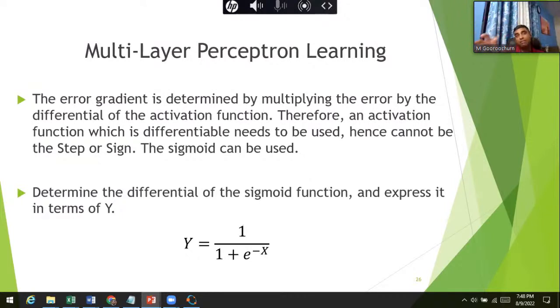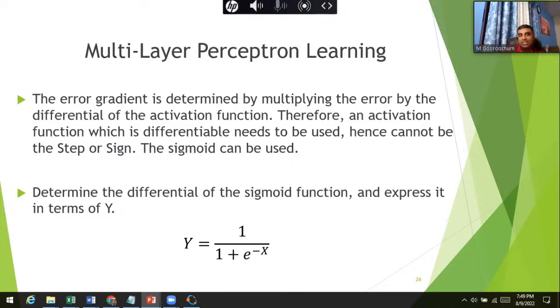In this particular MLP, it was neuron 5. It means I have Y5. I can work out the error for this neuron. So how do I work out an error gradient? By multiplying the error I have at the output layer by the differential of the activation function.